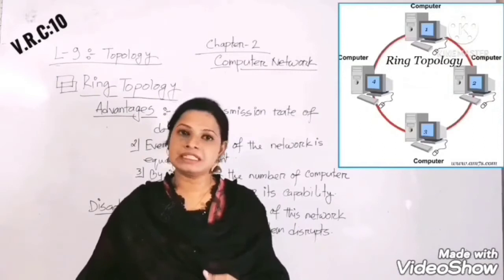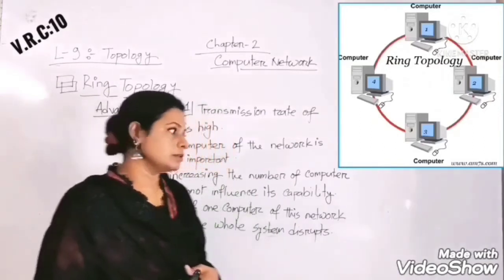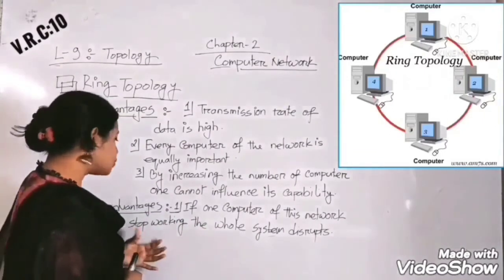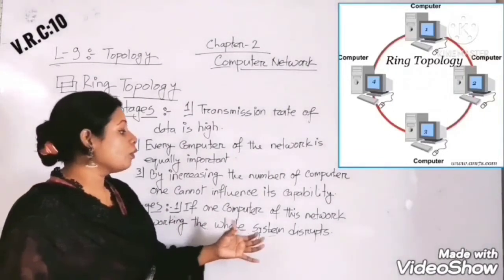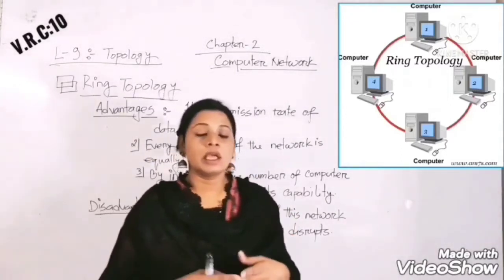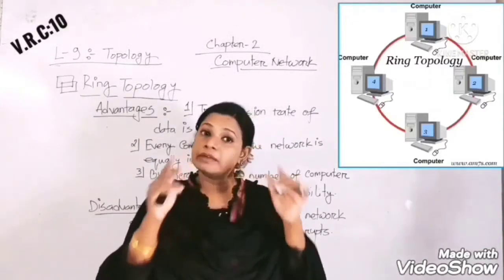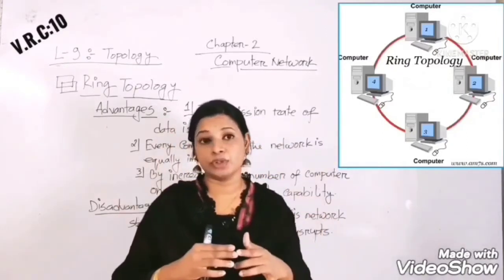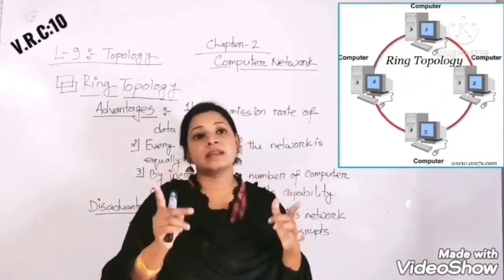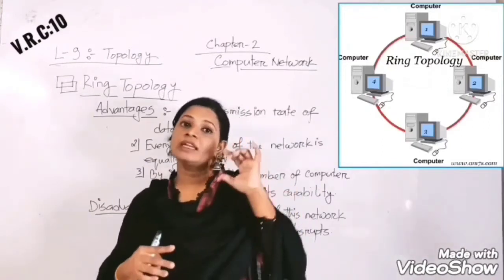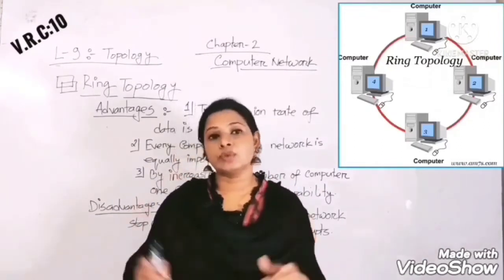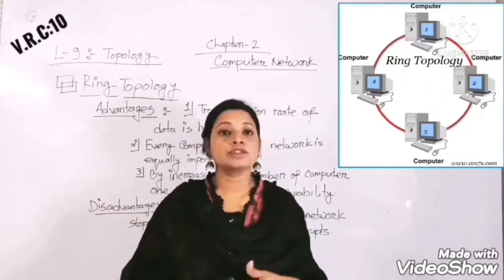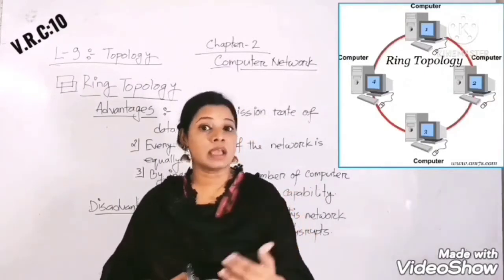Now, coming to the disadvantages portion. What are these? If one computer of this network stops working, the whole system will be disturbed. Yes, if one computer creates any problem, the others will be stopped because it's circular in shape. We told you that one computer is connected with 2 other computers, so it creates a great effect on the full network system, and the full network will be inactive in case one computer becomes inactive.